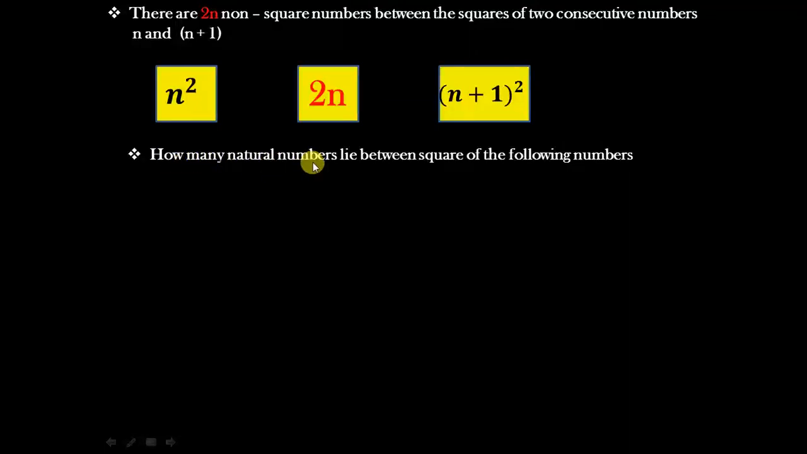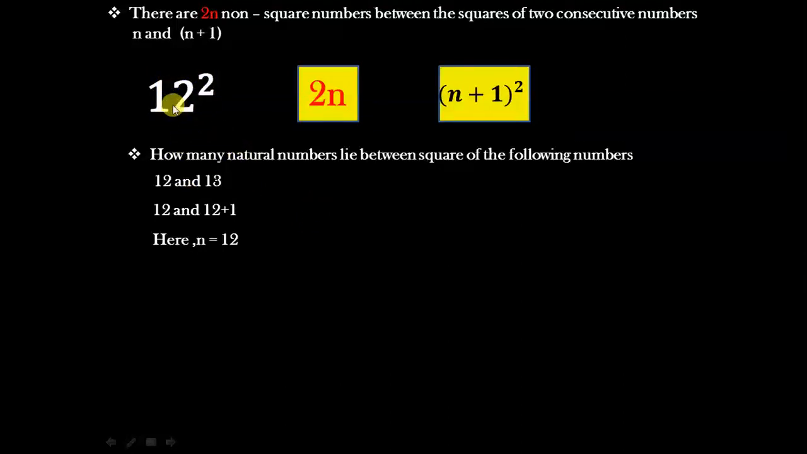The question is, how many natural numbers lie between the squares of the following numbers, 12 and 13? That means in between 12 square and 13 square, how many natural numbers do we have? First we convert 12 and 13 in terms of n and n plus 1. We'll write 12 as it is, and 13 we'll write as 12 plus 1, that is in the form of n plus 1. So from here we get n equals 12, which means 12 square, and n plus 1 is (12 plus 1) whole square.